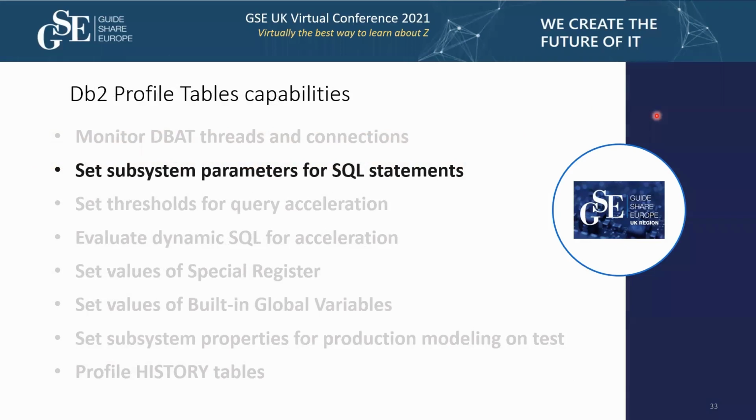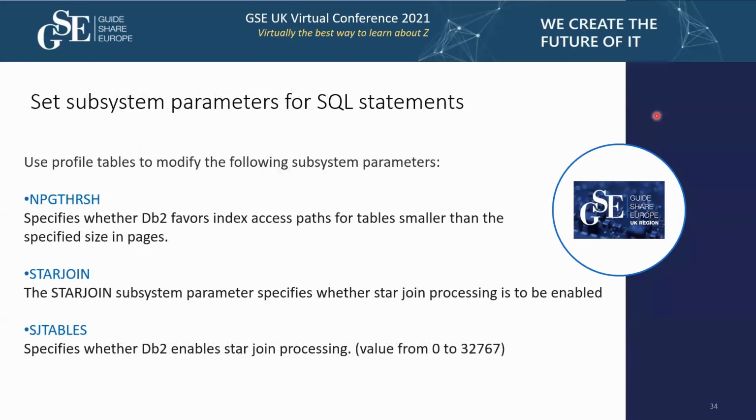Now we jump to how to set a subsystem parameter for an SQL statement. At the zparm level, we have 3 different parameters to influence the behavior of your SQL statements when they are analyzed by your Db2 optimizer. But normally, those parameters are applied at the global SQL statement level.